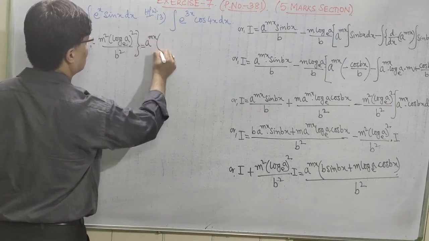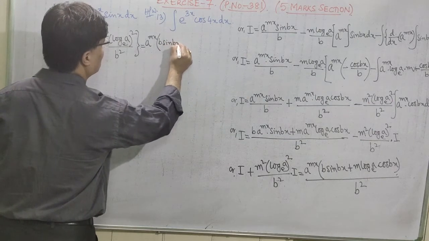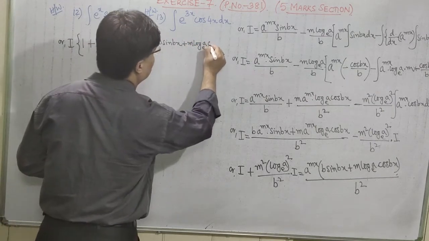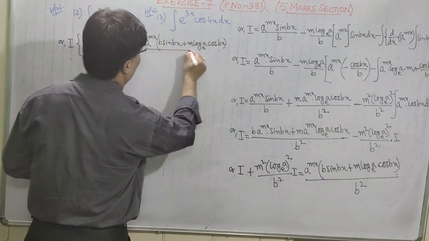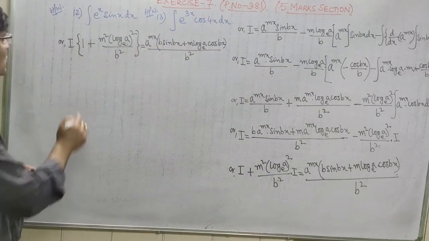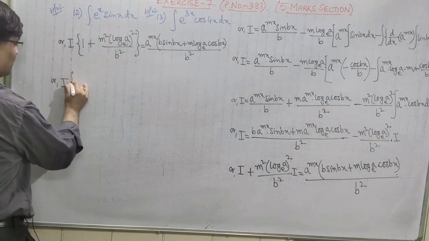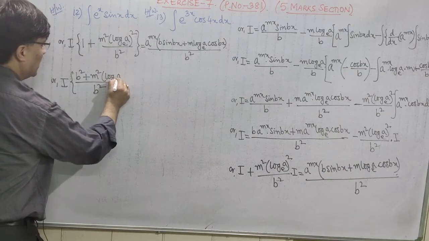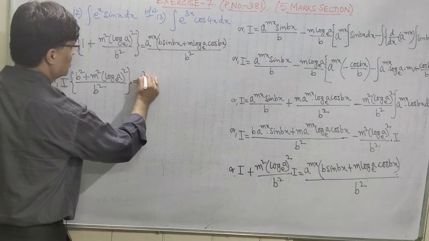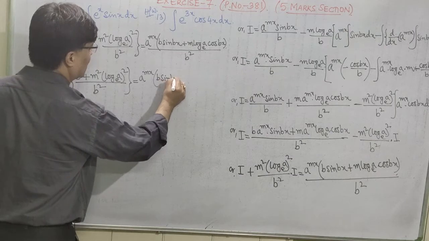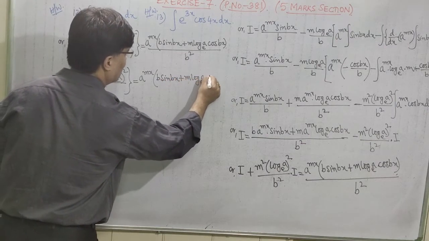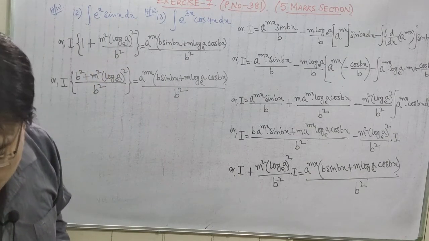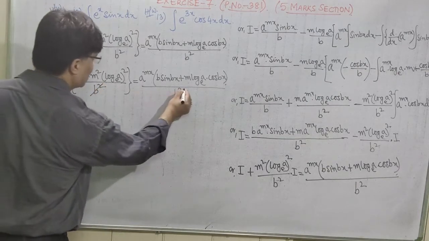So this is a to the power mx, and within the bracket we have b sine bx plus m log a base c cos bx, so whole divided by b square. Is that clear? What's the LCM here? The LCM here is b square. So in the numerator we have b square plus m square into log a base c whole square, the second bracket is closed, is equal to a to the power mx within bracket b sine bx plus m log a base c into cos bx, this whole divided by b square. So from both sides you can cancel this b square.